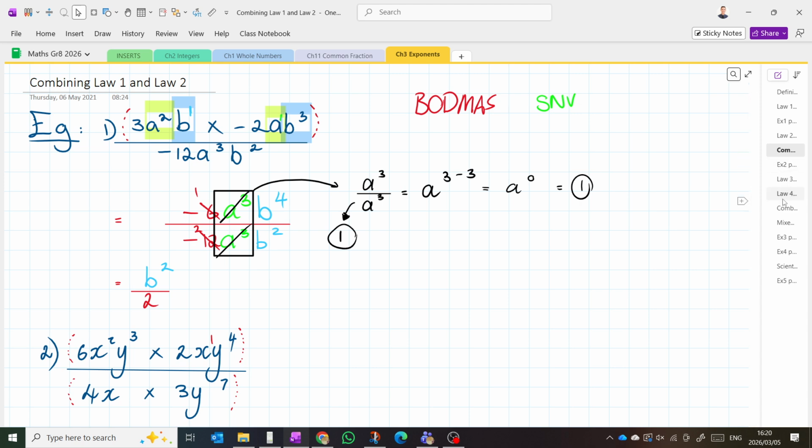Okay. In the next ones we'll look at law 3 and 4 as well as their combinations. So we've still got a couple of lessons to go. Let's hope you are keeping up.